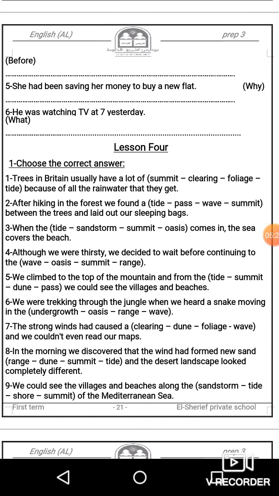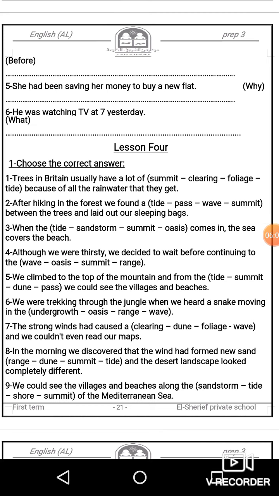Number 4. Although we were thirsty, we decided to wait before continuing to the oasis. Yes, it's oasis. We climbed to the top of the mountain, and from the summit we could see the villages and beaches. So at the top of the mountain it will be the summit.